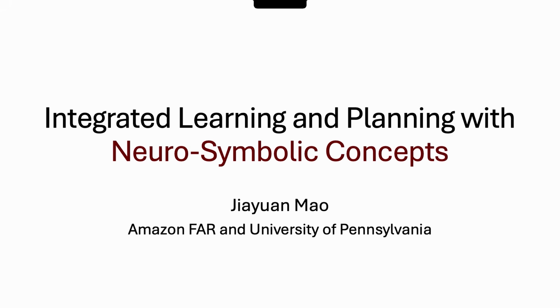So my name is Jia Yuan, and I'm currently a member of technical staff at Amazon FAR, and will soon join UPenn as assistant professor. Today I'm going to talk about integrated learning and planning with neuro-symbolic concepts.